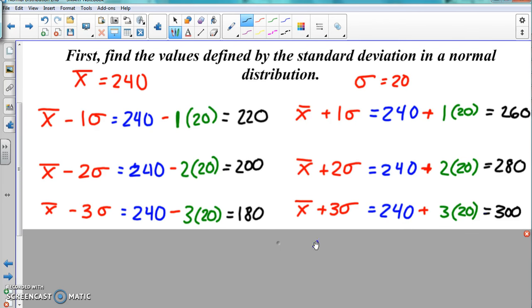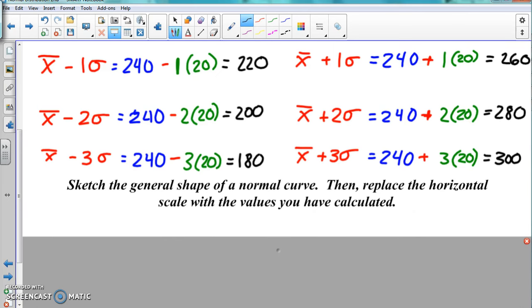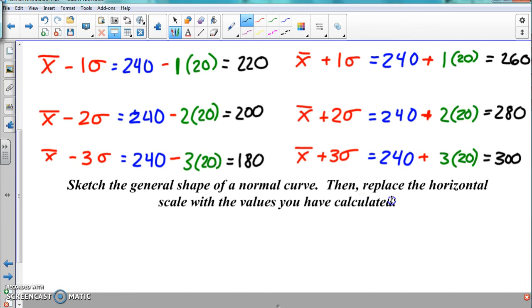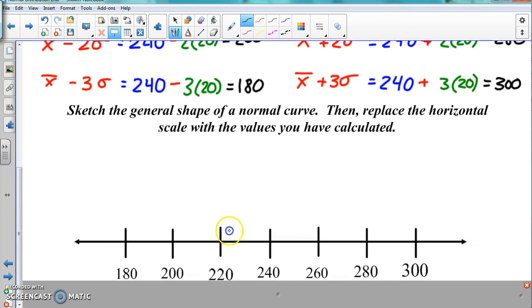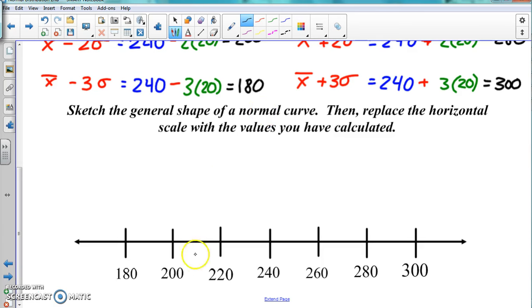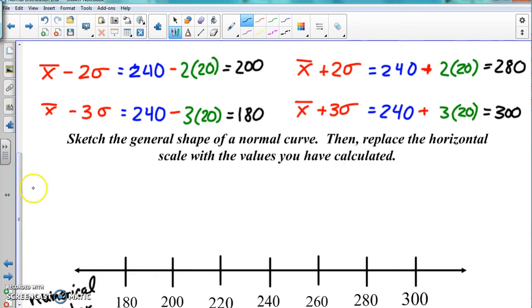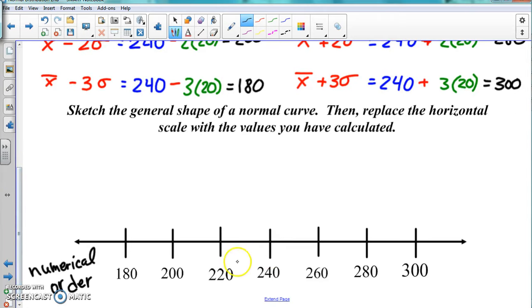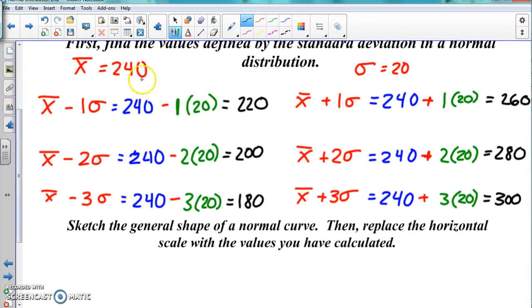The next part is putting that on the actual normal curve. Here we sketch the general shape of the normal curve and then replace the horizontal scale by the values that we calculated. Instead of putting these down on the number line, we're going to put these numbers down on the number line. And if you noticed, we put it in numerical order. We took the 180 and put that first, then the 200 second, then the 220 here. We put our mean right here in the middle. Mean's always in the middle. Our mean was 240, so that's what we put in the middle.